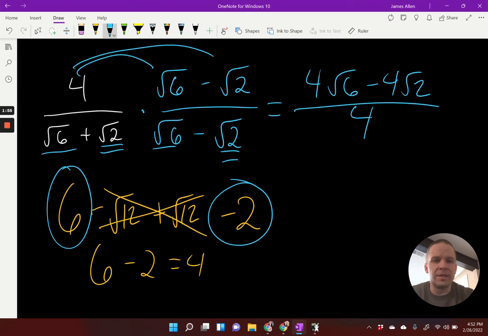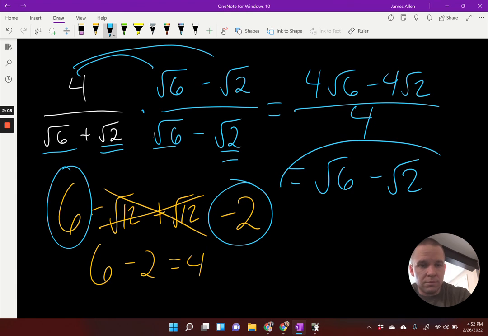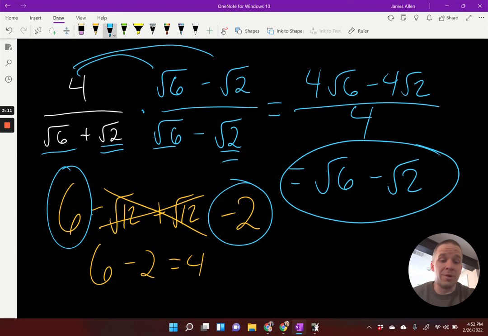All right, let's see here. Is this our final answer? I don't think so. I think we can actually simplify here. Everything's divisible by 4. That's on the outside of the radical. So I can do that, and I'm just going to be left with root 6 minus the root 2. Woo! That was fantastic.